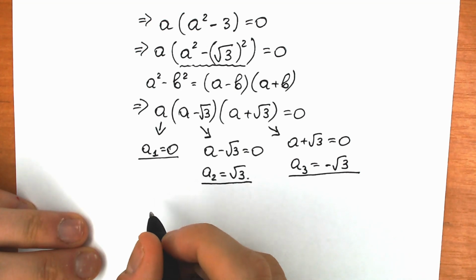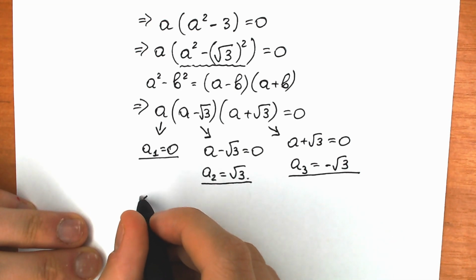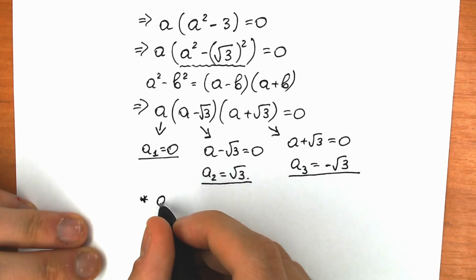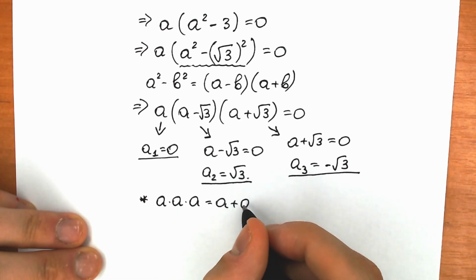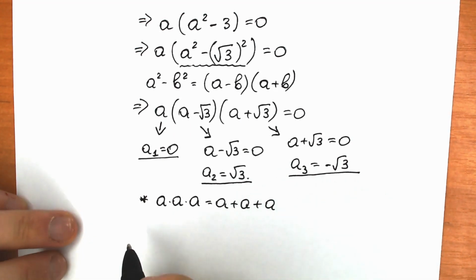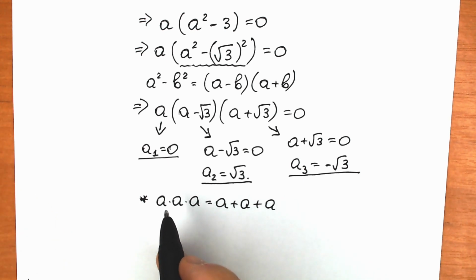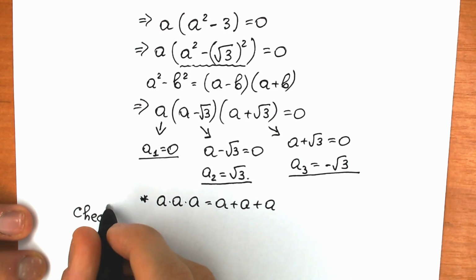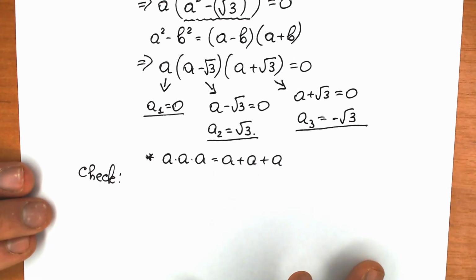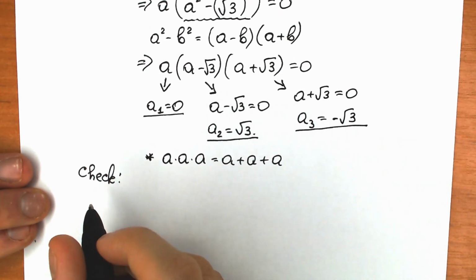So in the beginning, what did we have? Our question right here. So let's rewrite our question. We have a times a times a equal to a plus a plus a. Right now, let's check our solutions. So right here we have check, and let's see what will happen. First of all, let a first equal 0.